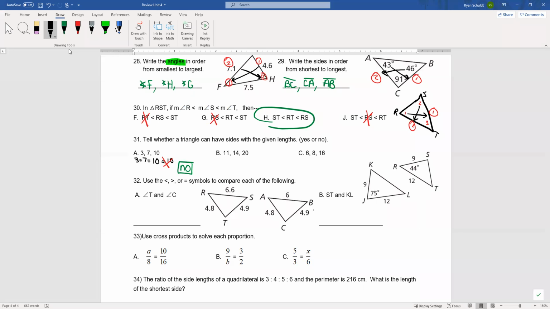Next one. 11 plus 14. That gives us 25, which is greater than 20. That's a good thing. So this one can be a triangle. Then the next one. 6 plus 8 is 14. How does 14 compare to 16? It's less than. That's bad. So this one cannot be a triangle.